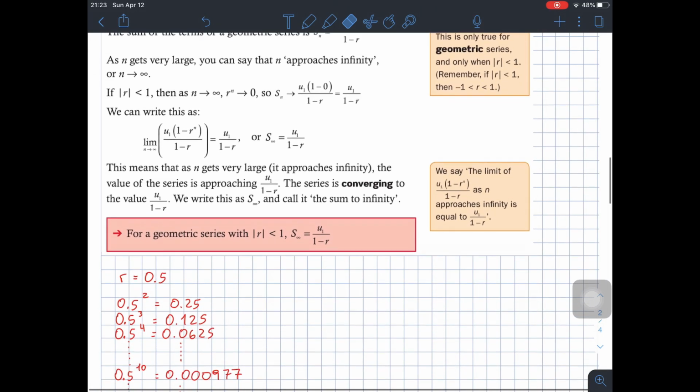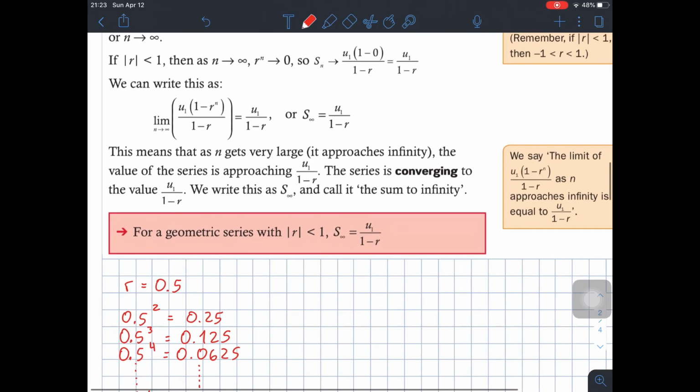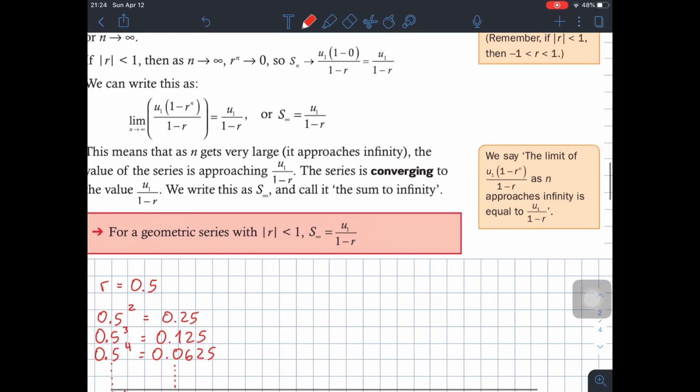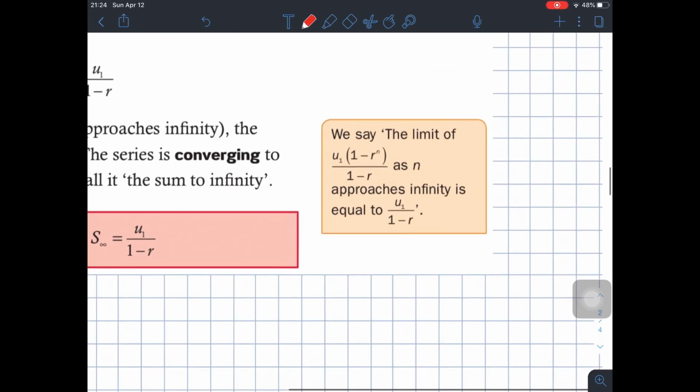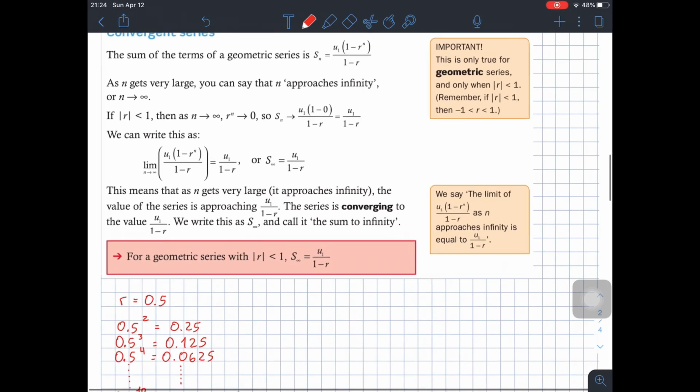Then it says, this means that as n gets very large, it approximates infinity, the value of the series is approaching u1 over 1 minus r. The series is converging to the value u1 over 1 minus r. We write this as s of infinity and call it the sum to infinity. Here it says, we say the limit of, okay, so this is how we read this expression over here.